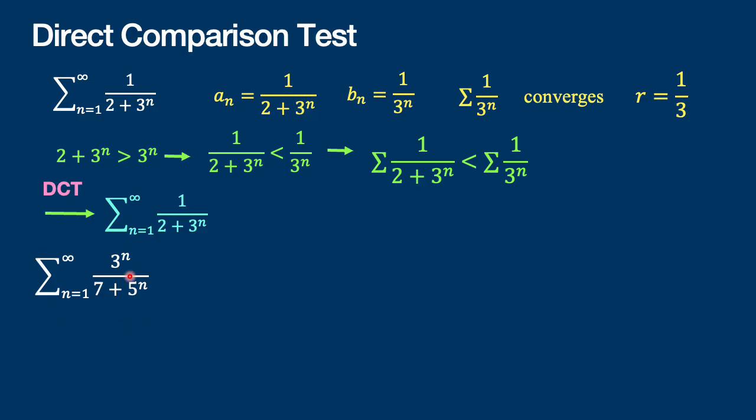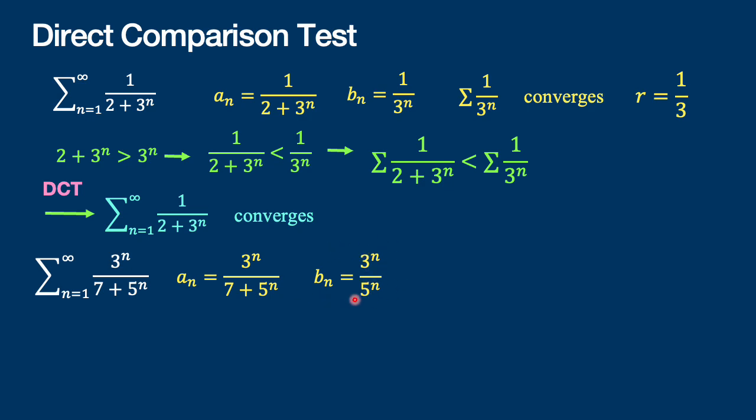Let's have one more example about the direct comparison test, guys. Look at this one, okay? The 7 is a problem, right, guys? So I'm going to say an is 3^n over 7 plus 5^n. Without the 7, let's check it out. bn is going to be 3^n over 5^n.